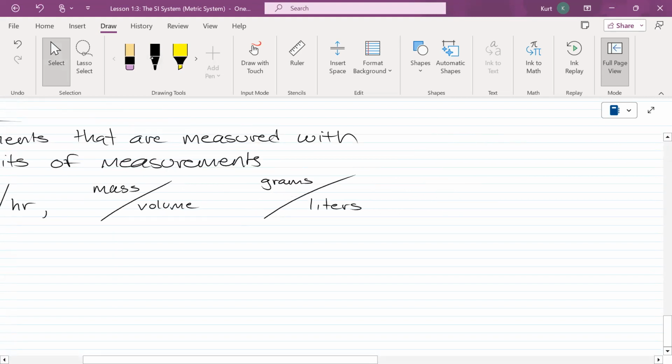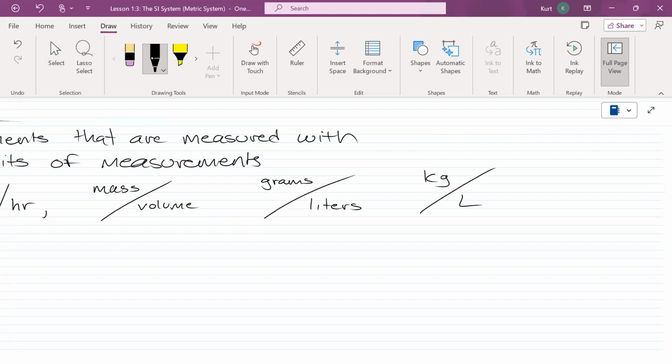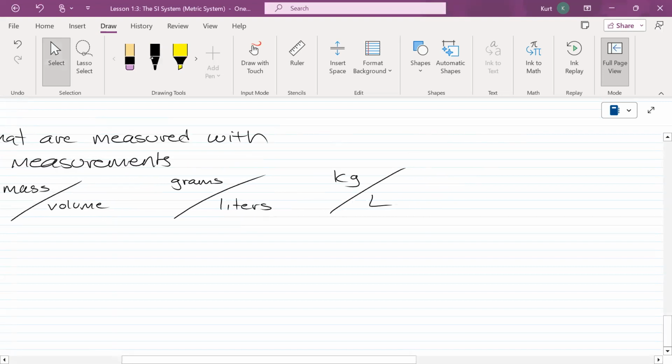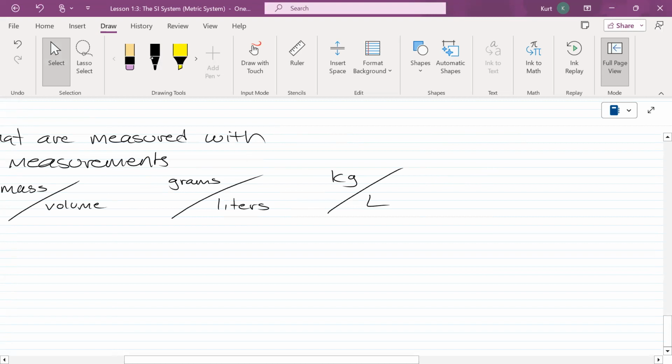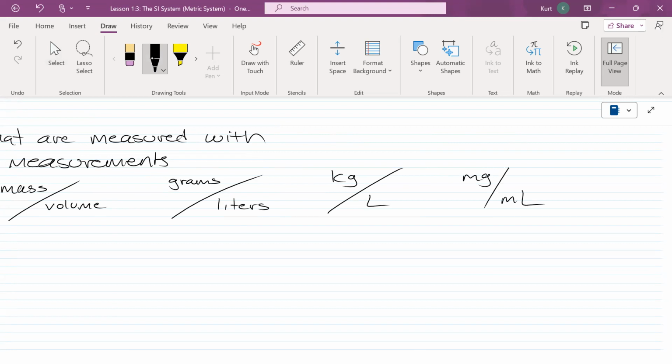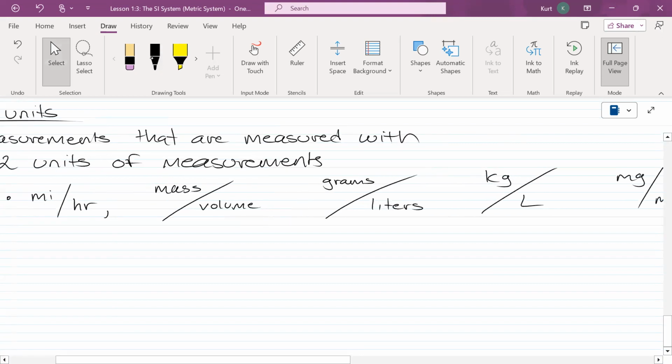Now, not only could it be grams over liters, can you think of some different iterations or measurements of grams? Like, what do you call 1,000 grams? Yeah, you could do kilograms, kg over liters. That would be okay. What do you call 1/1000th of a gram? A milligram over maybe a milliliter. So any sort of gram over liter, this is a derived unit.